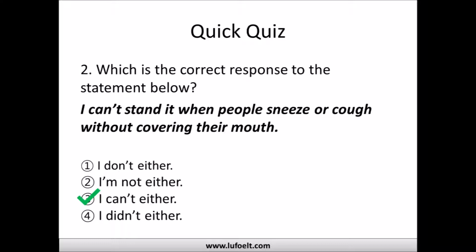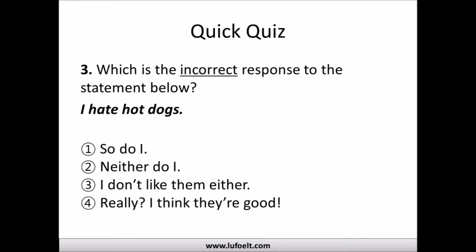All right. Okay, let's look at another quick quiz question. Which one is the incorrect response to the statement below? Okay, incorrect. So which one is wrong? All right, which one is not an appropriate response to agree? So the sentence is, I hate hot dogs.